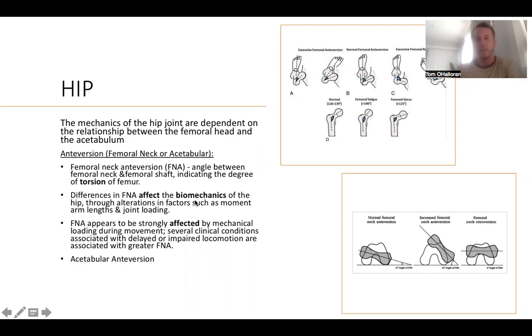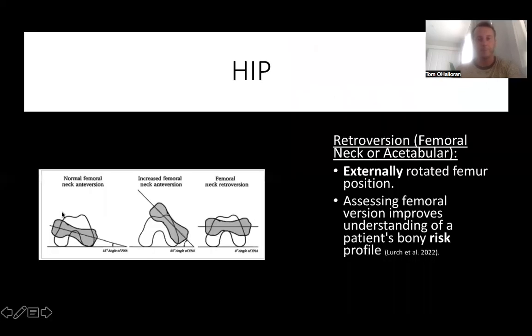Basically, it can really affect the biomechanics of the hip. It'll change where someone takes load. It changes the moment arms of different muscles and joint loading as well. Alison Grimaldi goes into lots of detail on her website and has courses specifically in depth on the hip as well, so I won't go too much into it. Then we've got that retroversion, so an externally rotated femur position.